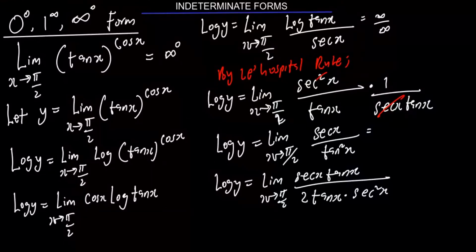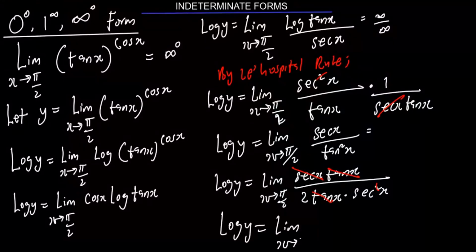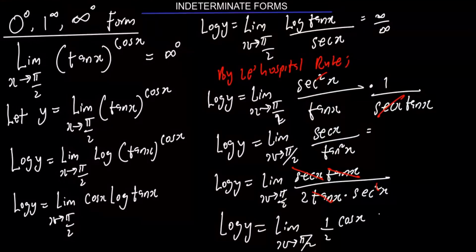So what do we do from here? First simplify before you substitute anything. This will take care of this. One of these will cancel one of these. Therefore, I'm having log y equal to the limit as x tends to pi over 2 of 1 over 2, with sec at the denominator. If I bring it up to the numerator, I'll have cos x. Nice.